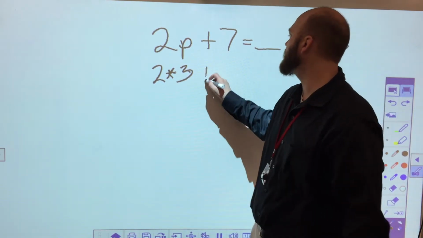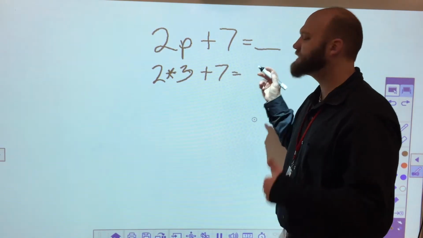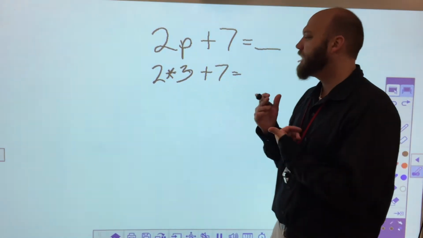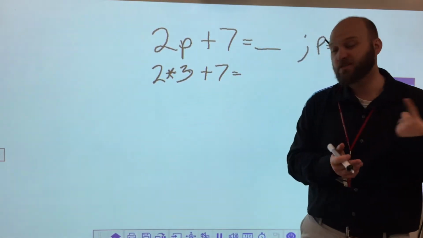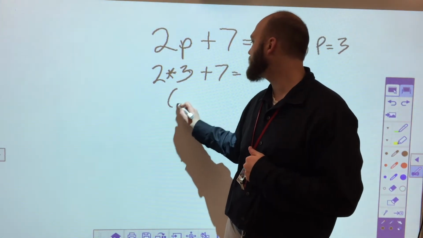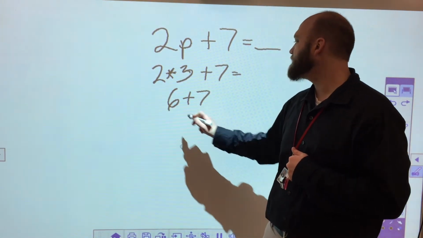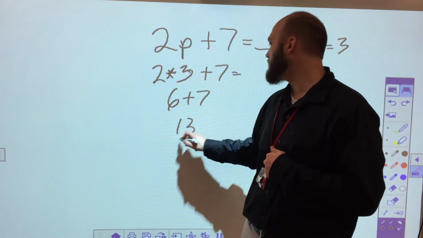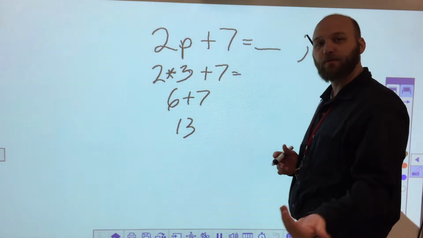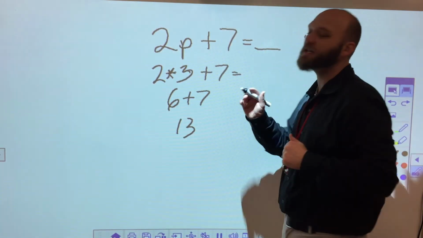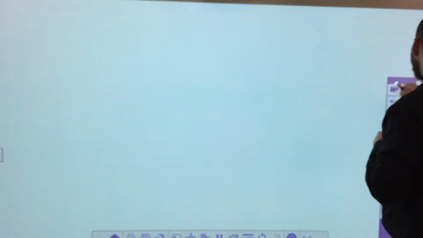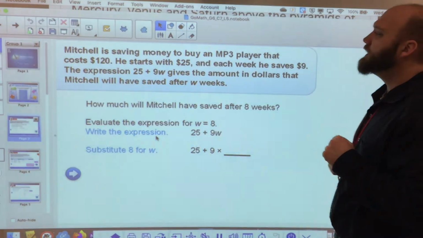So I have 2 times 3 plus 7, and I would say now we go back 2 days to where we had PEMDAS. Parentheses, don't have them. Exponents, I don't have them. Multiplication or division, yes I do. 2 times 3 is 6, plus 7. 6 plus 7 gives me 13. So, if p is equal to 3, the algebraic expression 2p plus 7 equals 13. So let's go ahead and look at a word problem and see what that might look like.